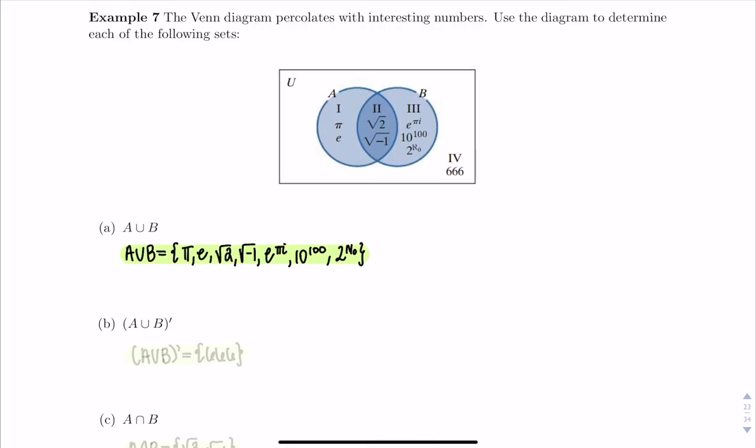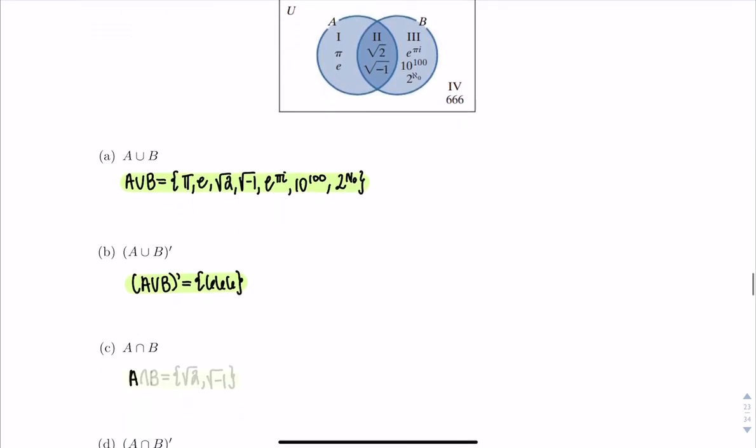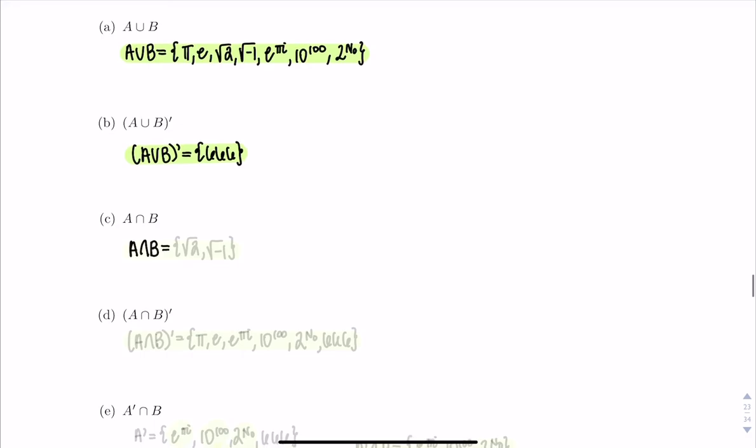Well, A union B complement would be pretty easy because we already found A union B. And so it's everything outside of those numbers. And there's only one element, and that's 666. For A intersect B, that's what they both have in common at the same time. And so that would be the square root of 2 and the square root of -1.